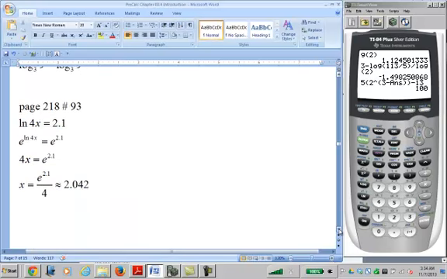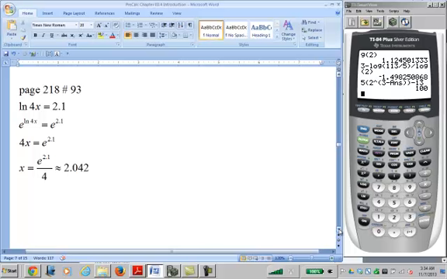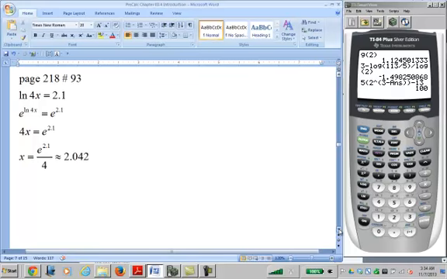Number 93. Exponentiate both sides. So we have ln of 4x equals 2 plus 1. E to the ln of 4x equals e to the 2 plus 1. 4x equals e to the 2 plus 1. X equals e to the 2 plus 1 over 4.